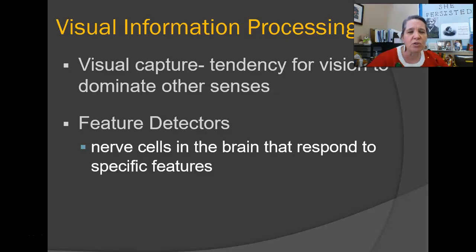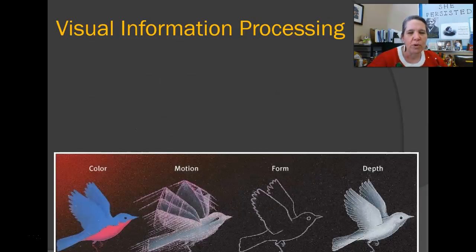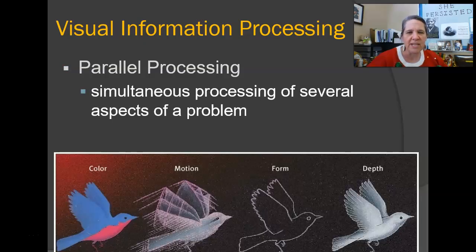Feature detectors, these are the nerve cells in the brain that respond to specific features, things like motion, size, shape, color, angle, movement. Okay, these are some examples of what the feature detectors see. Okay, color, motion, form, depth.